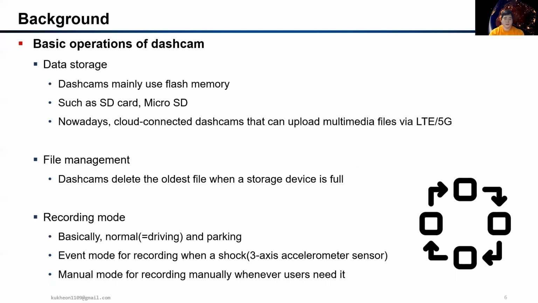Third, dashcams support various recording modes. Basically, there are two modes, normal and parking. It is based on whether the engine starts or ends on the beacon. There is also event mode for recording when a shock is detected from 3-axis sensor. Also, manual mode can be used to begin recording manually whenever user needed.